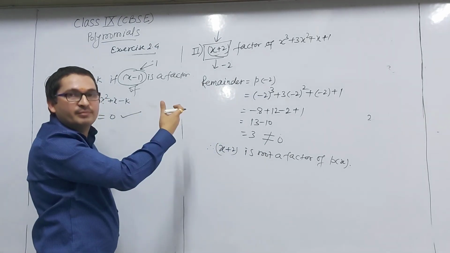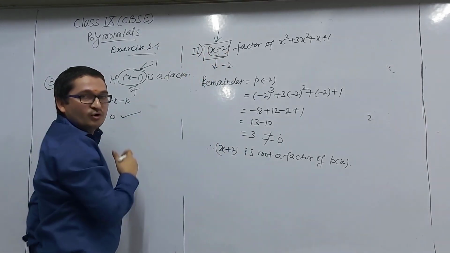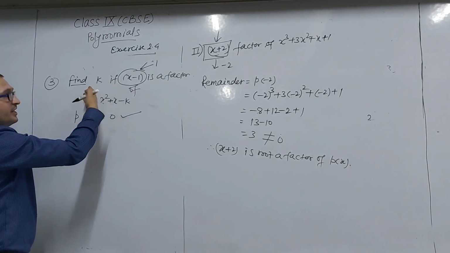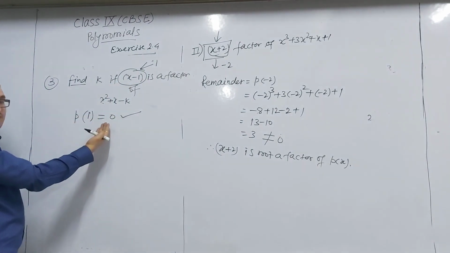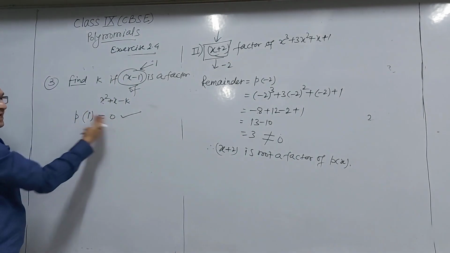It's not confirmed whether this is the remaining factor or not. Here it's confirmed, right? It's already given. This is the factor of this. It means your remainder will be 0. If your remainder will be 0, you can write P1 equal to 0.